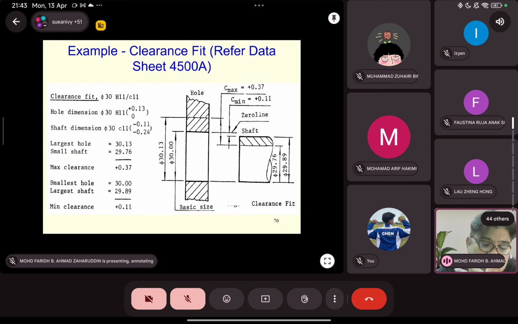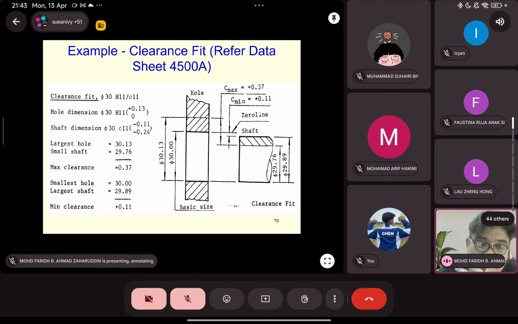Sebut full dimension dengan dia punya basic size dia berapa? Upper limit? Maximum size dia apa? 30.13. Okey, the lower limit is? 30.00. Okey, pandai. Okey, good. Thank you.